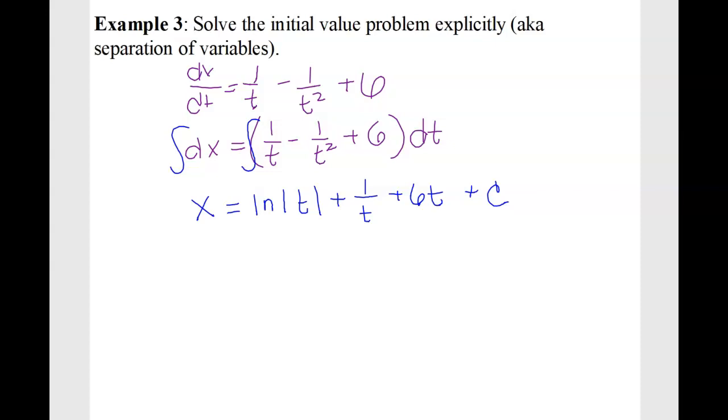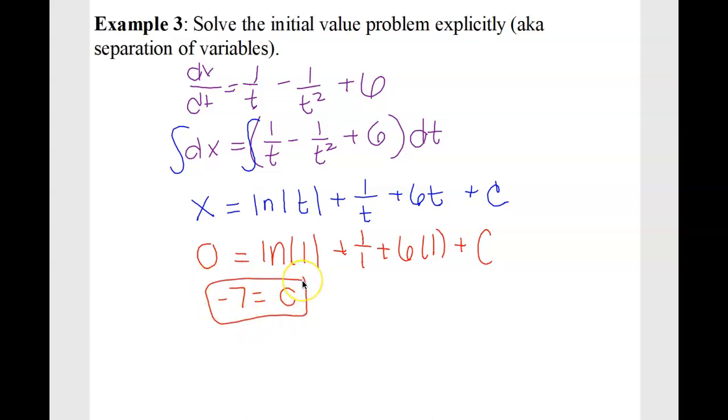We are given that when x is 0, t is 1. So we're going to plug a 0 in for x, a 1 in for t, and solve for c. Natural log of 1 is 0. That leaves 1 plus 6, which is 7. So you have 7 plus c equals 0. So that means that negative 7 equals c.